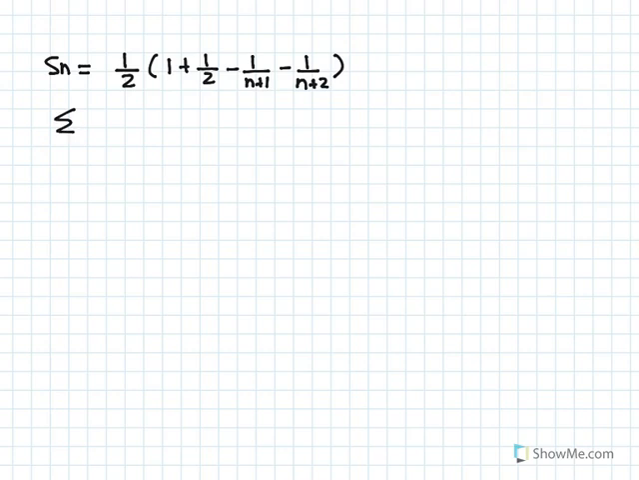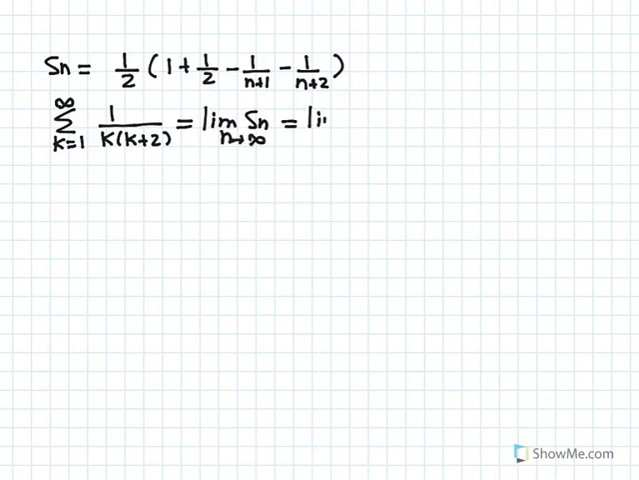So the summation, k goes from 1 to infinity, 1 divided by k times k plus 2, this is equal to the limit of the partial sum Sn as n goes to infinity. This is equal to limit n goes to infinity, 1/2 times 1 plus 1/2 minus 1 over n plus 1 minus 1 over n plus 2.